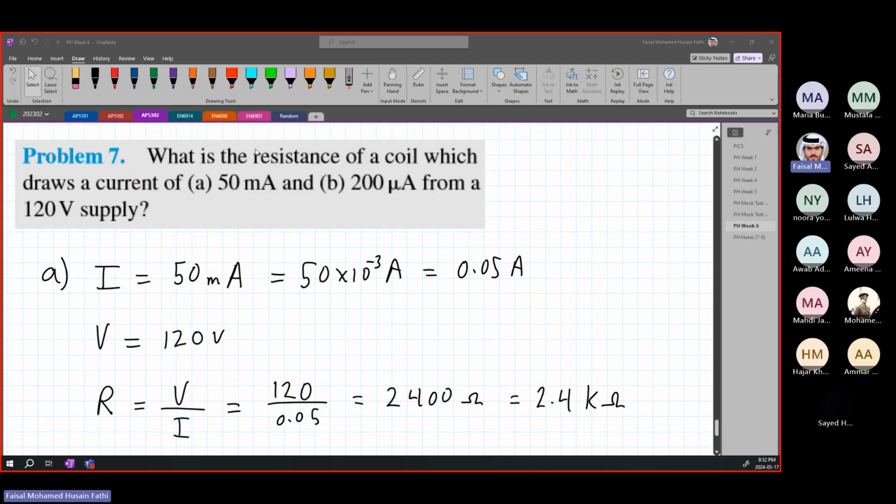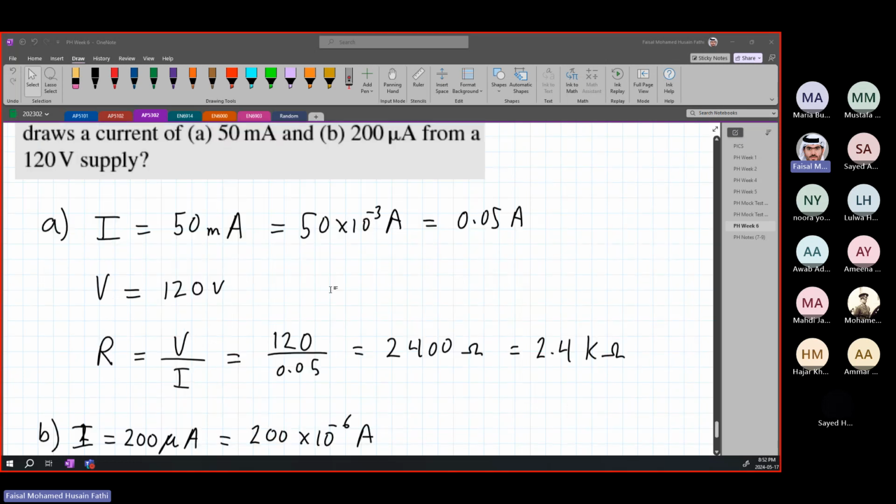And that's it. This is how you solve it. Again, the whole trick is understanding how to convert your units, how to identify your prefixes, and all of that.